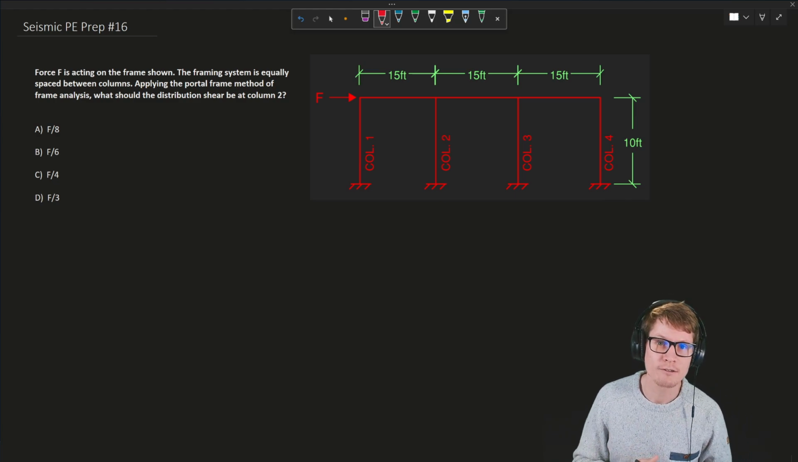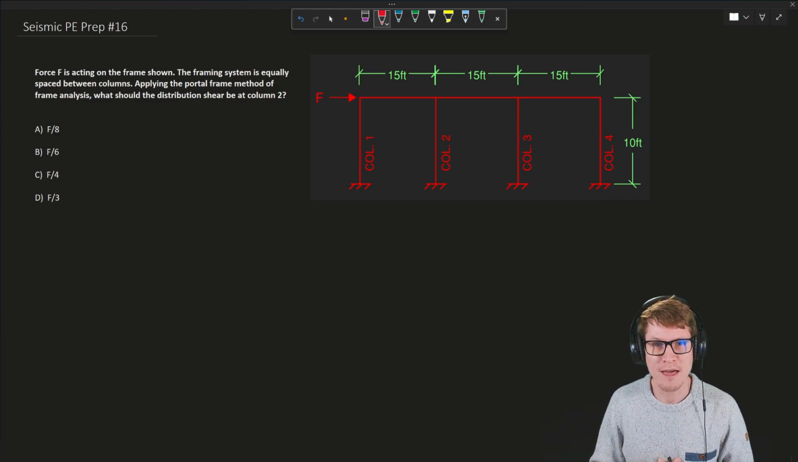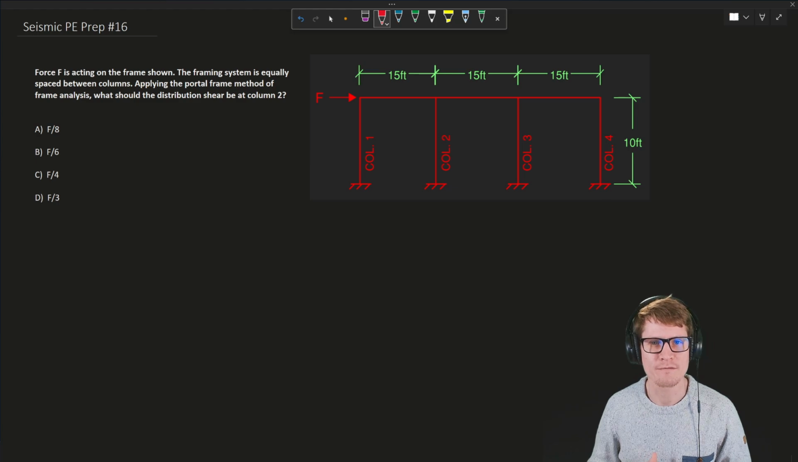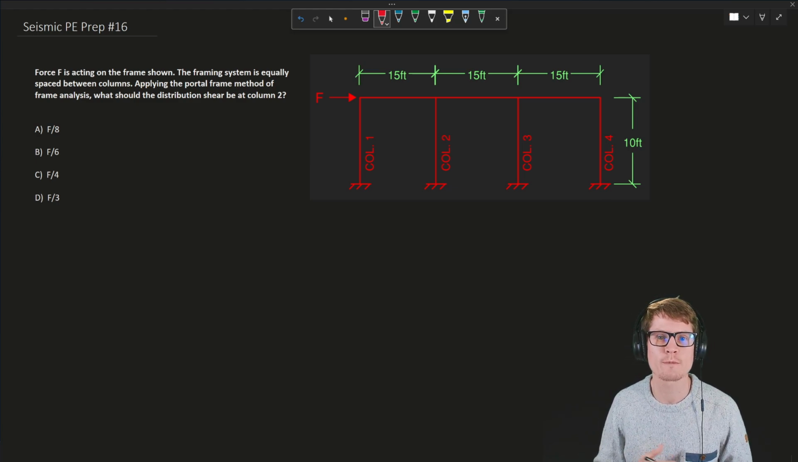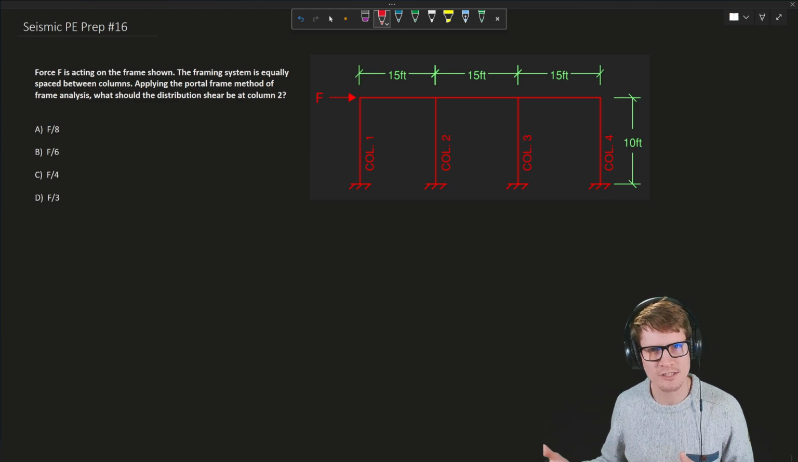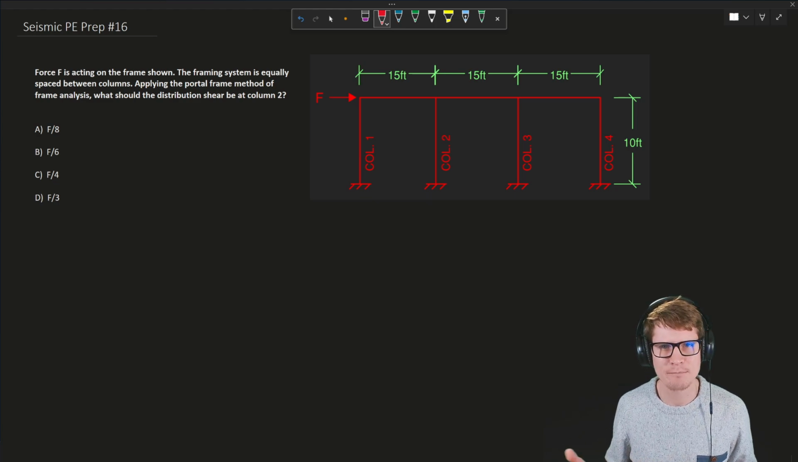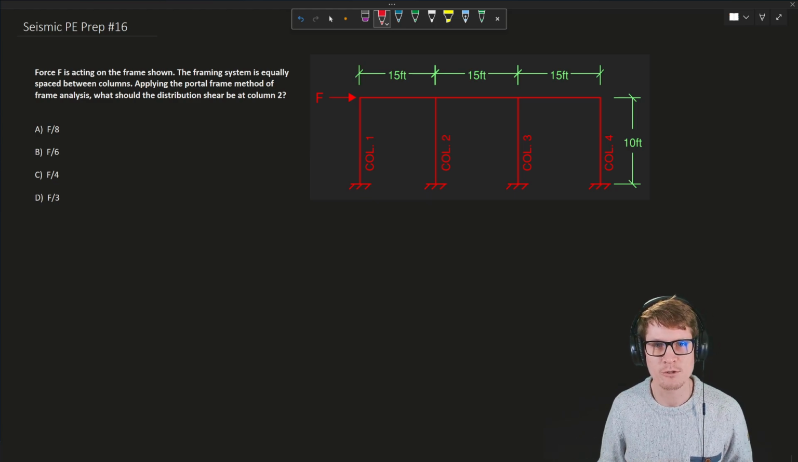You are likely to encounter two different frame analysis methods on the Seismic PE exam. Portal frame method, like we have here today, and cantilever frame method that we'll do in another video. Commonly in the professional field, we replace both of these methods with analytical software, something like ETABS, SAP2000, plenty of other things in between.